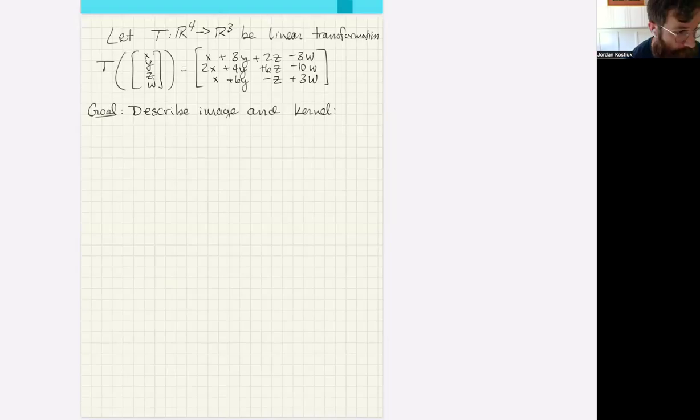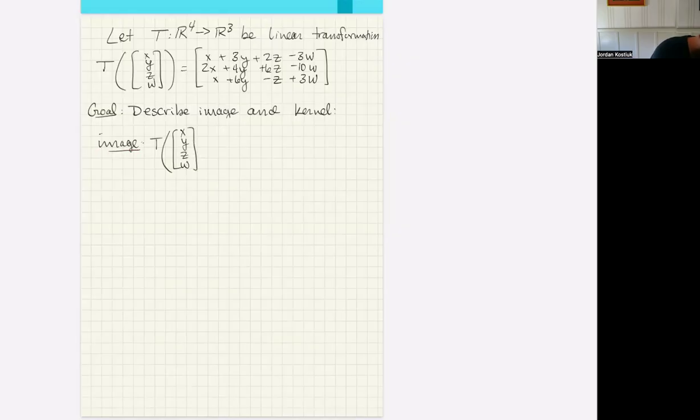All right. In this video, we're going to start with the linear transformation that we've got on the screen, and we're going to describe its image and its kernel. So let's go ahead and start with the image. There's a quick and clean way that we can just quote this from our fact, but I really wanted to break this out for you.